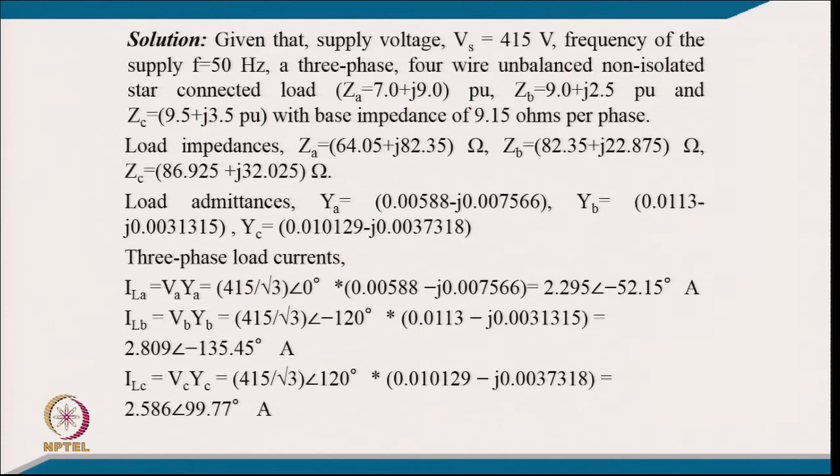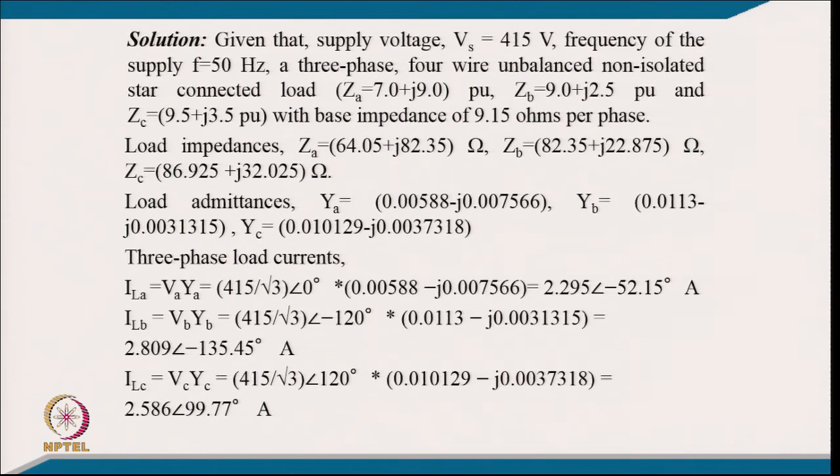Coming to the solution of this, given that the supply voltage is 415 volt and frequency 50 hertz, a 3-phase 4-wire unbalanced non-isolated star-connected load with the impedance of ZA equal to 7.0 plus j9 per unit, ZB equal to 9.0 plus j2.5 per unit and ZC equal to 9.5 plus j3.5 per unit, with a base impedance of 9.15 ohms per phase.